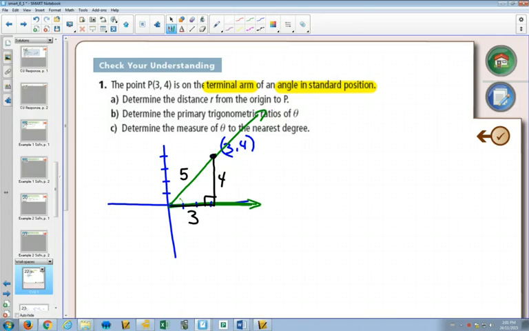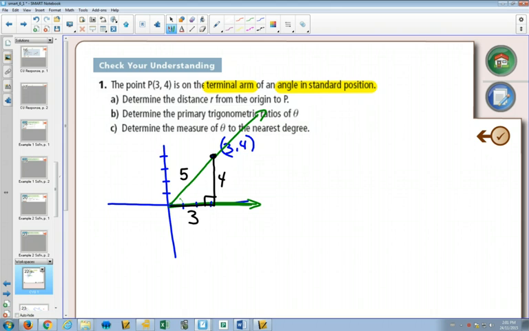I want to get off topic and just talk about special triangles. Maybe we'll finish this question first. Then we can talk about it. This is a special triangle because all the numbers are nice: 3, 4, and 5. And 3 squared plus 4 squared equals 5 squared.